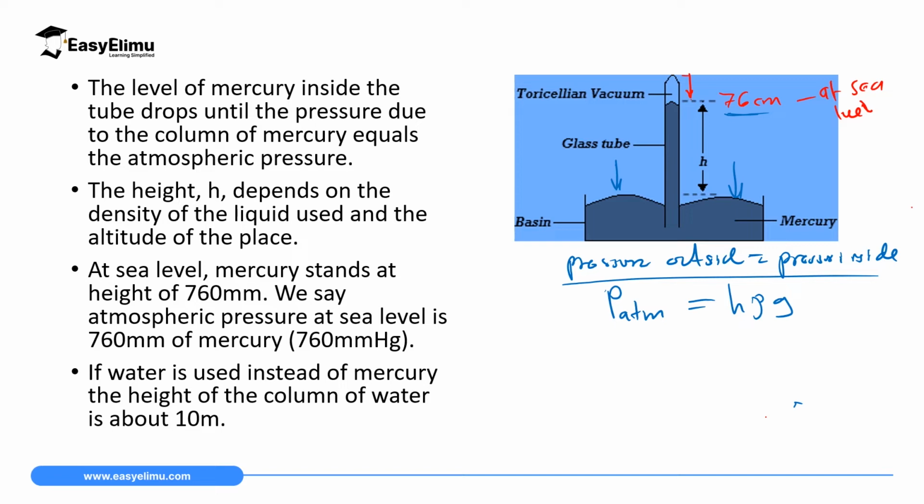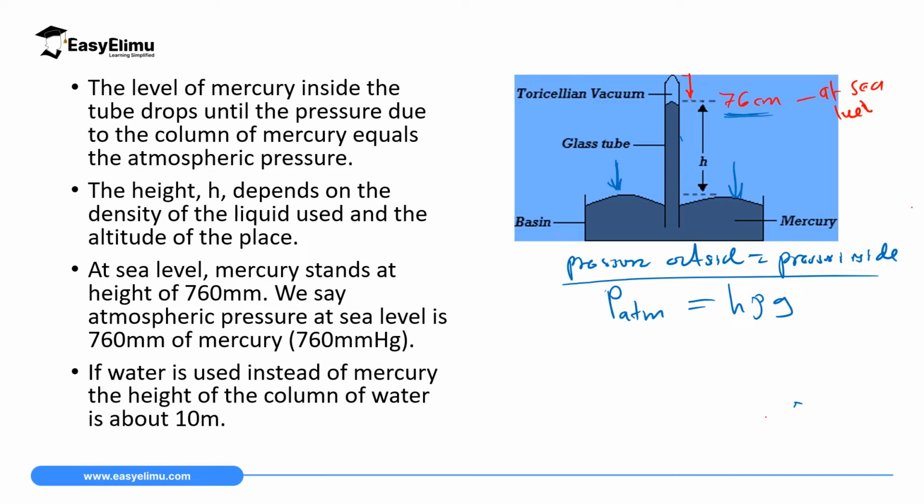And if we move to higher altitude, the height will be decreasing, because we said as you move away from the Earth's surface, the atmospheric pressure decreases due to decrease in density of the air column. Now, what if we use water in this case? If we use water, it means if we are at the sea level, the atmospheric pressure at the sea level will be the same as 76 of mercury.